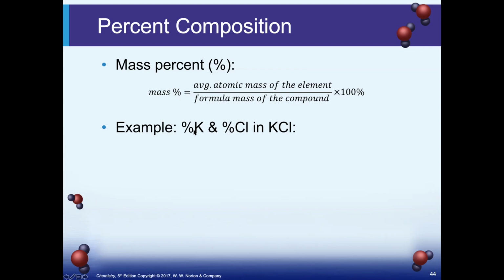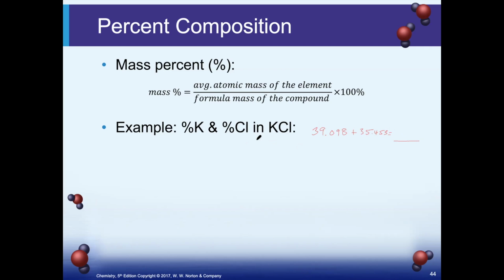For example, if I want to calculate the percent potassium and the percent chlorine in this compound, potassium chloride, I would do it like this. First of all, I'm going to need my periodic table, because I need to determine the mass of potassium chloride. If you look up potassium, you see that its average atomic mass is 39.098. You're going to add to that the average atomic mass of chlorine, which is 35.453. And that's going to equal some number.